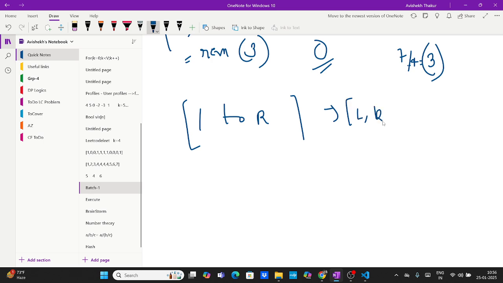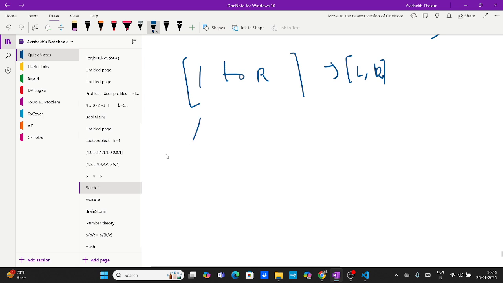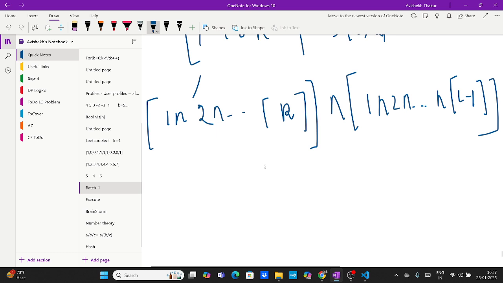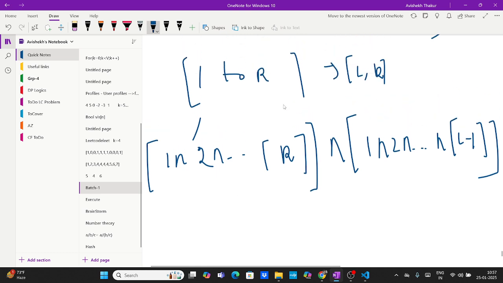So can I write 1 to R as 1 XOR 2 XOR up to so on, up to R? Can I write this? I can write this, right? XOR with 1 XOR 2 XOR up to so on, XOR with L minus 1. The reason was, given you have to find from L to R, I have decomposed L to R in a prefix sum format, right? From 1 to R, XOR with 1 to L minus 1.